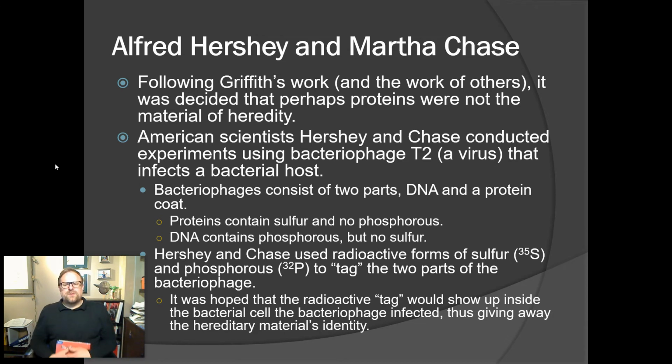Following Griffith's work and the work of others, it was decided that proteins were not the material of heredity. We think that by killing those proteins, by heat treating them, if the proteins were the material that was transferred from the S cells to the R cells in Griffith's work, that doesn't make sense. So there must have been something else inside the nuclei, inside those cells, that allowed for that transfer to take place and allowed that bacterium to kill those mice.